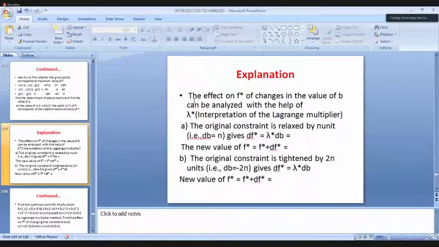So the original constraint is relaxed. Why is it called relaxed? Because it was initially 24 pi, and now you have increased it to 25 pi. So it is called relaxed. By how many units? 24 pi to 25 pi. What's the difference between them? One pi. That is why I wrote pi units.